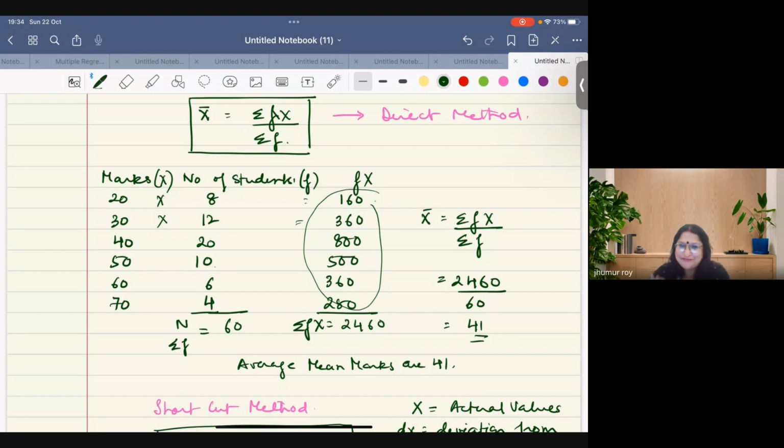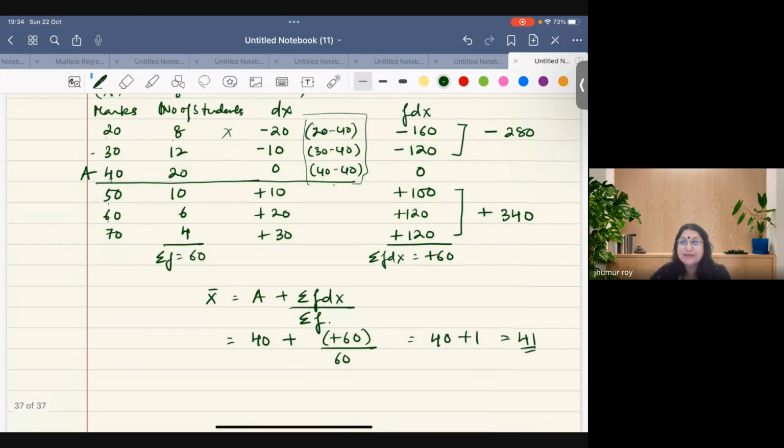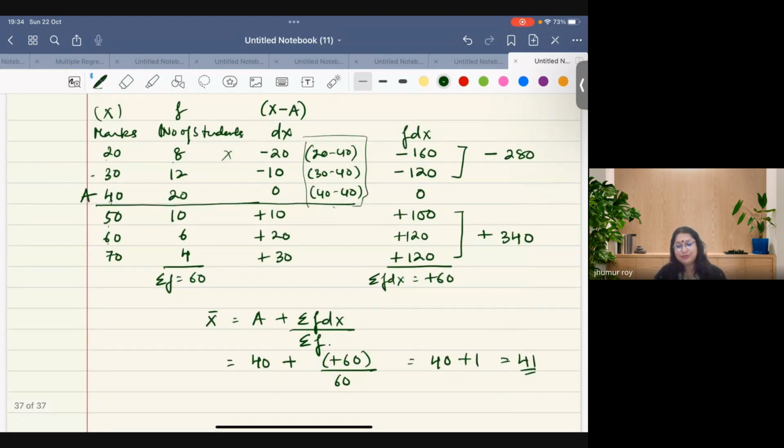No problem. Use the first method. But what happens is, if you see, the values here are very big. So what we do under statistics is we want to simplify it. We want to make the values small. So when you want to make them small, you take one value.